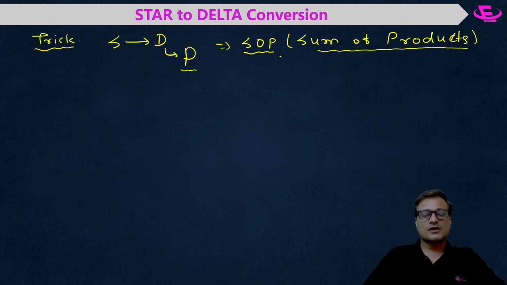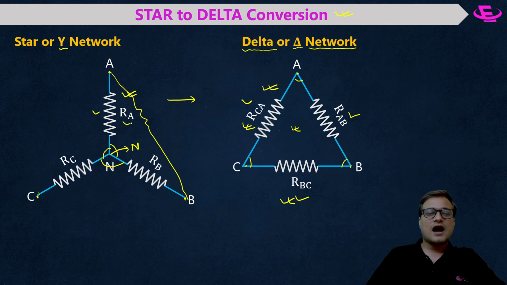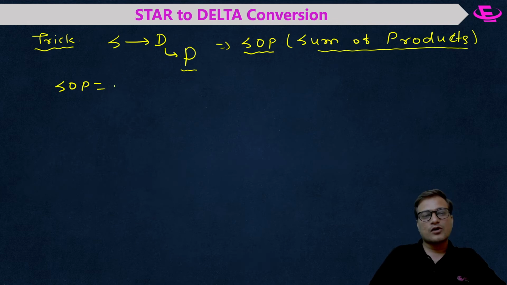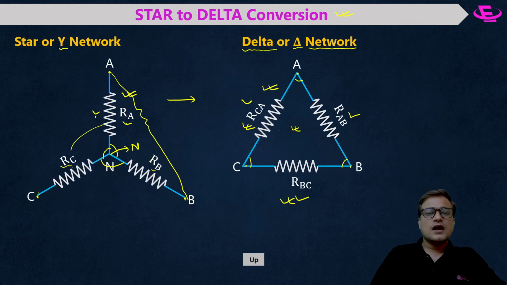So what is the meaning of sum of products? Let us write the sum of products of resistances. That means RA, RB and RC are given to you. You write RA into RB plus RB into RC plus RC into RA. So sum of products will be equal to RA into RB plus RB into RC plus RC into RA. This is the sum of products. Next, you have to write the values, that is RAB, RBC and RCA.